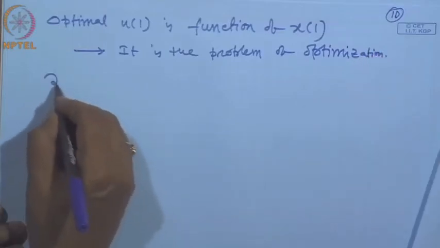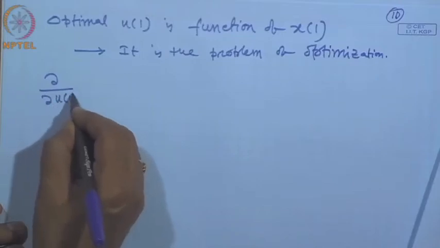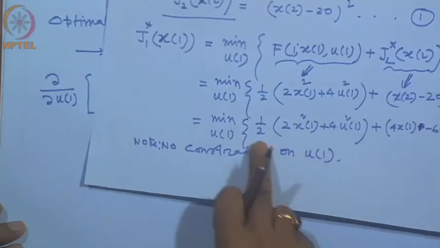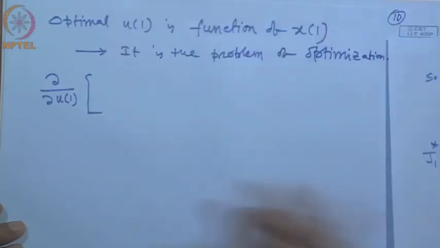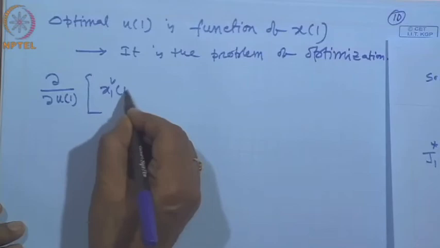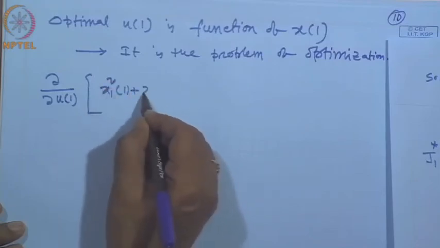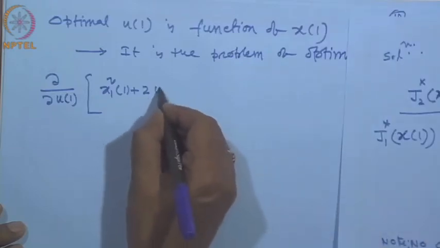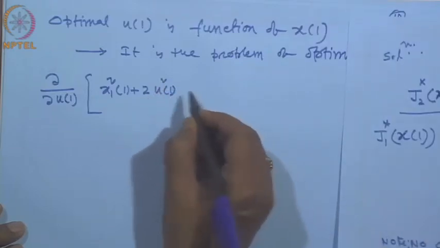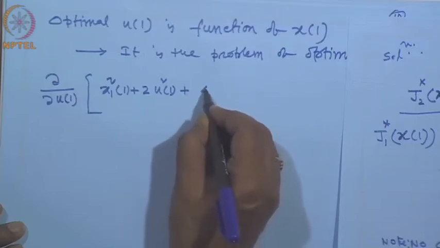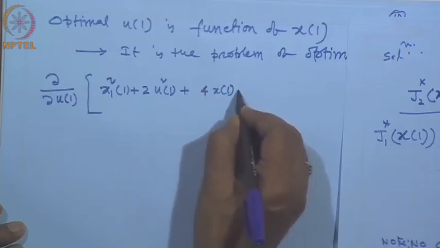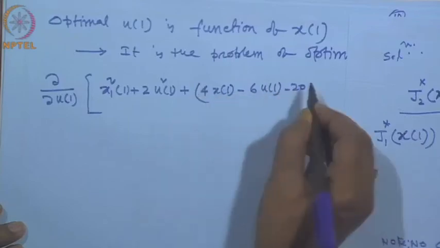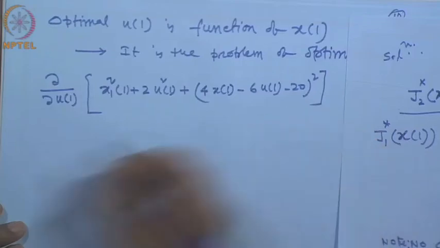So, what can we learn? Del u of 1, then the whole thing. What is this whole thing? That this half cancels this 2. So, I will write it as x1 square of 1 plus 2, that is 2 plus 2 u square of 1 plus 4 x of 1 minus 6 u of 1 minus 20 whole square, whole bracket.